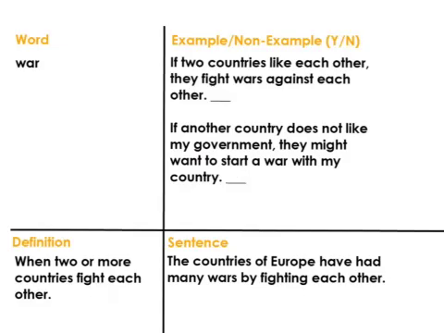The next word is war. I'll say the word 3 times. When I say it, repeat it. War, war, war. Let's read the definition. When two or more countries fight each other. Here's an example sentence. The countries of Europe have had many wars by fighting each other.